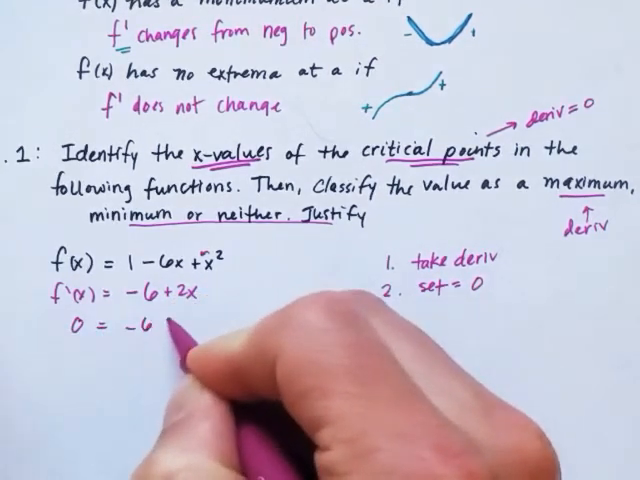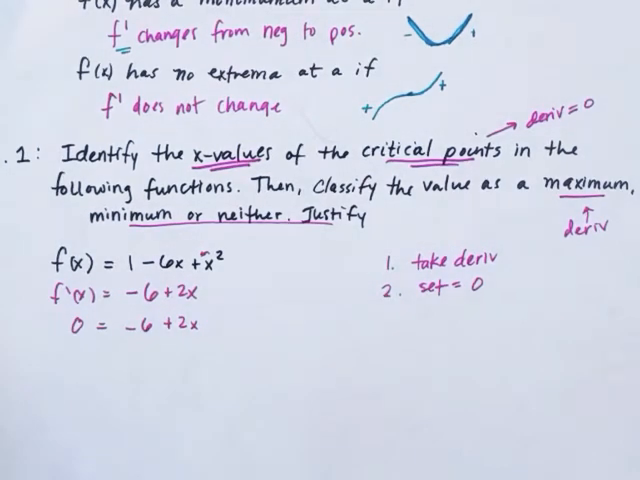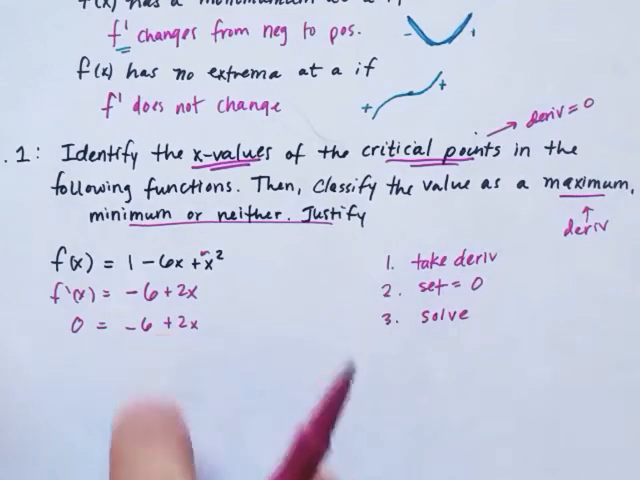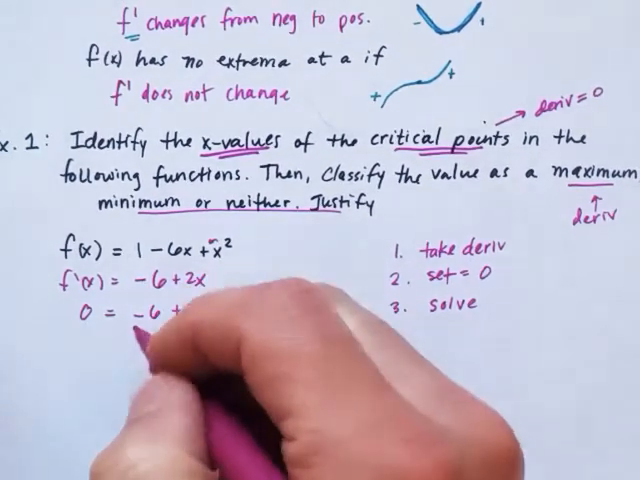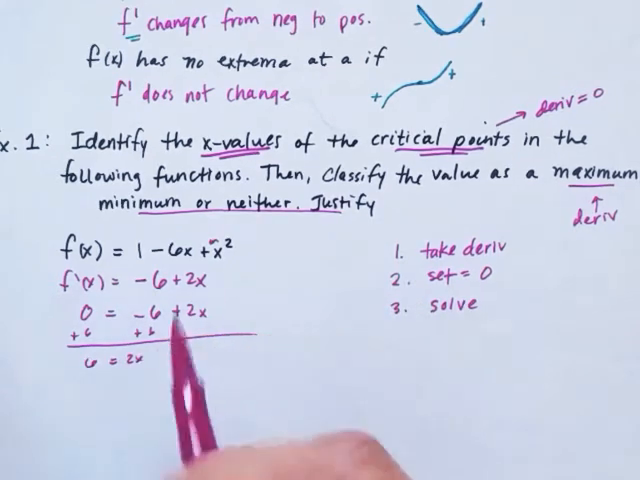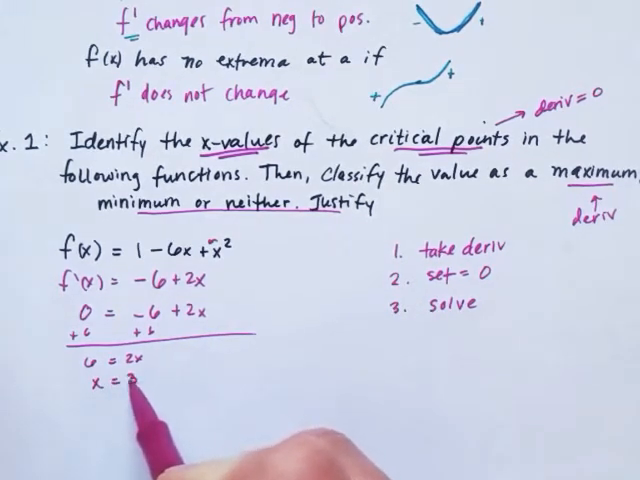That's going to find us all horizontal tangents, and then from there we are just going to solve. Now normally we would have to factor to solve, but this is just a linear equation, so we can add 6 to both sides and then divide by 2. And we'd get something like x equals 3. That is our only solution for this problem.